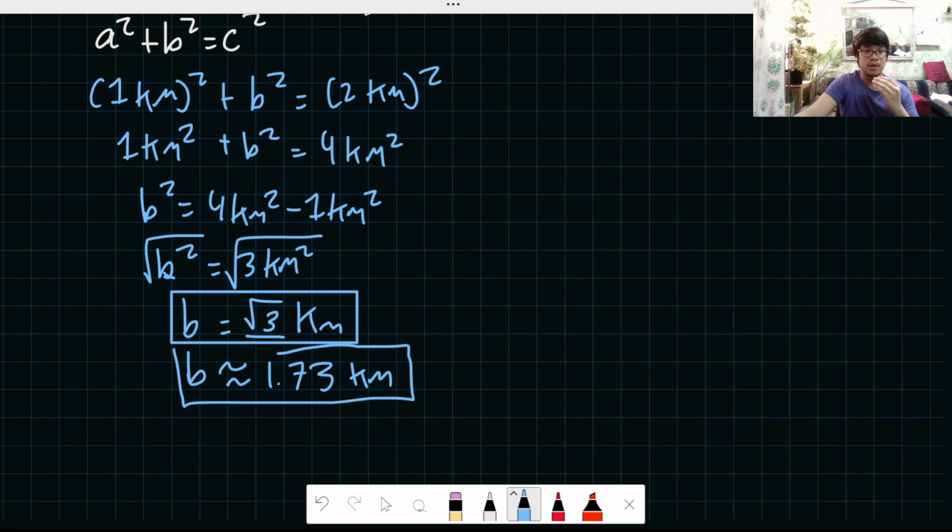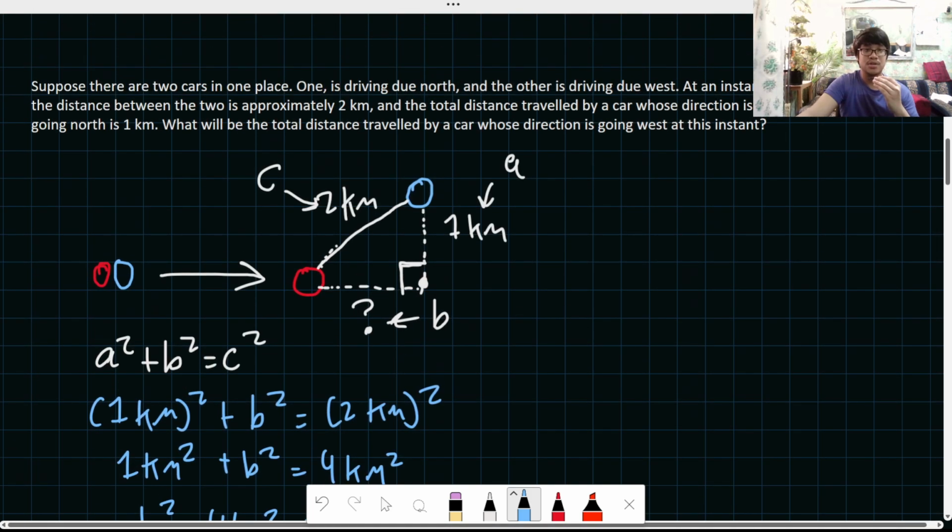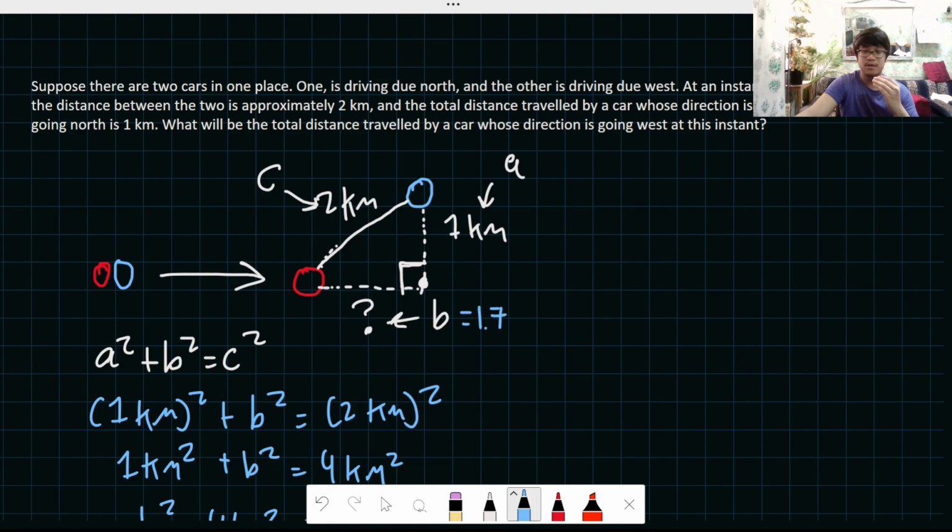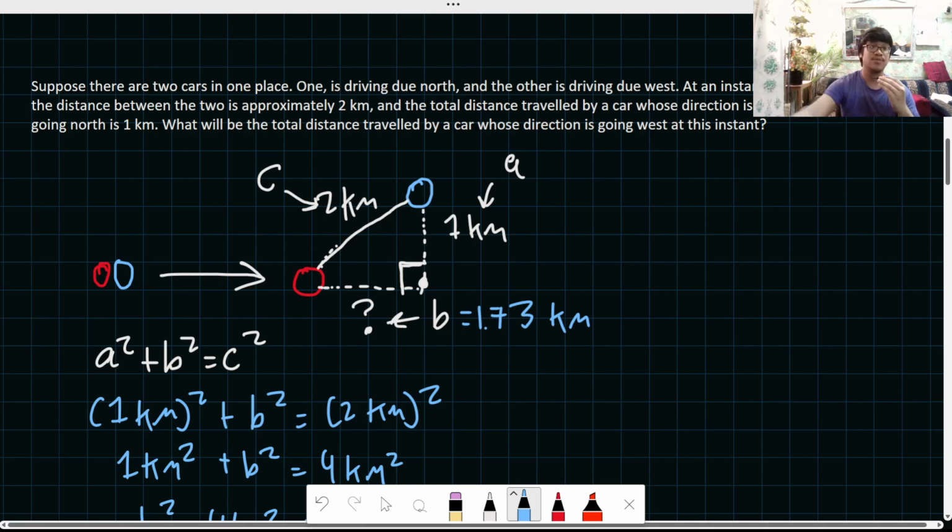That is our B, which is the total distance traveled by a car whose direction is going west. So yeah, 1.73 kilometers. Okay, so we're done with the second question. Now let's proceed to the next question.